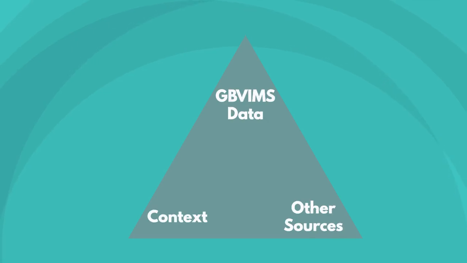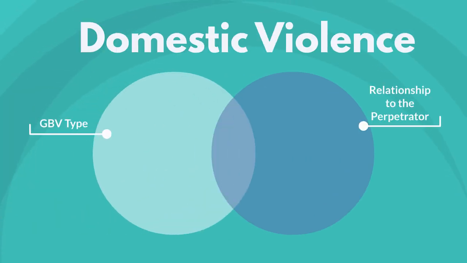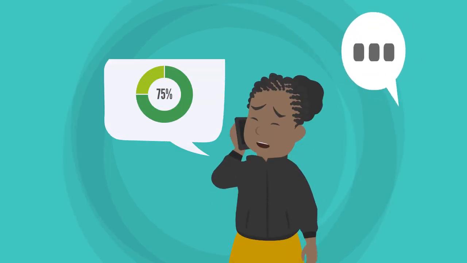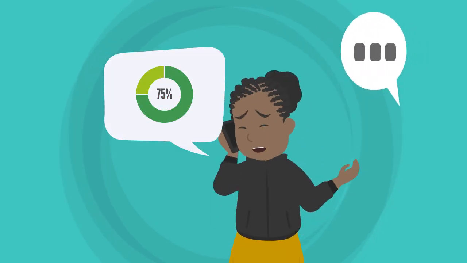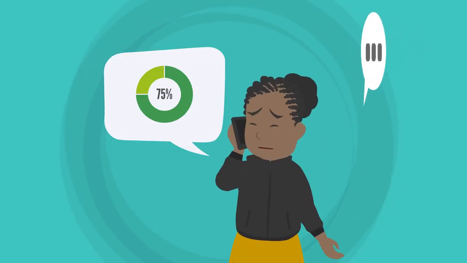Other data points collected in the process of service provision can also and should be utilized. For example, most stakeholders routinely collect information on the relationship of the perpetrator to the survivor, which means even if domestic violence isn't a violence type, it can still be captured from other data points in a systematic way. This allows the capture of contextual information that's crucial for having the right interpretation of data.